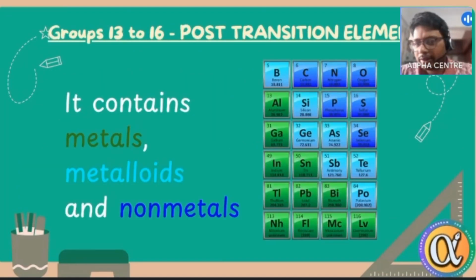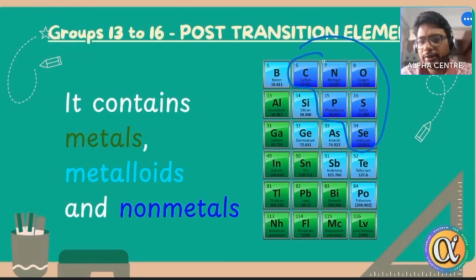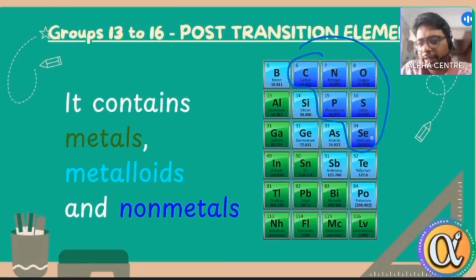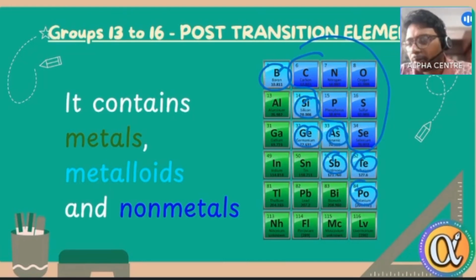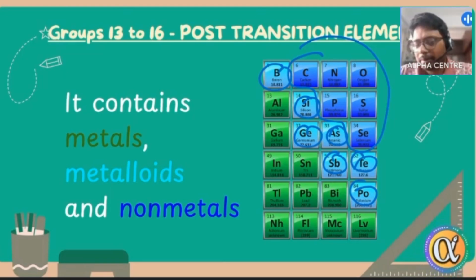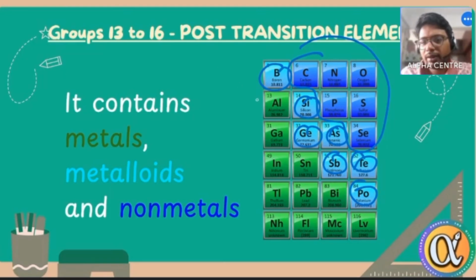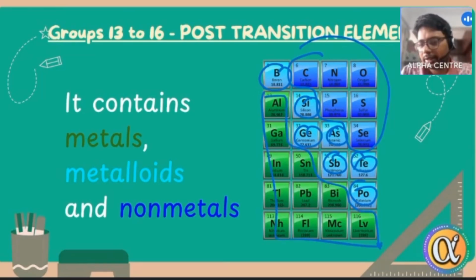Then after the transition metals, the group is known as post-transition metals. This is mainly from group 13 to 16. In this group, you will find that there are non-metals. This darker blue section is non-metals: carbon, nitrogen, oxygen, phosphorus, sulfur, and selenium. This sky blue color, these are metalloids. Metalloids are elements having properties intermediate between metals and non-metals. While the green section over here, below the zigzag line, these are all metals.